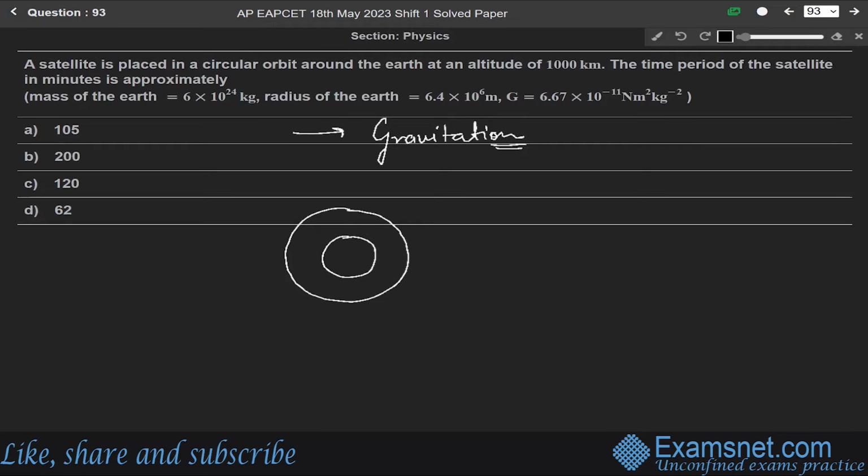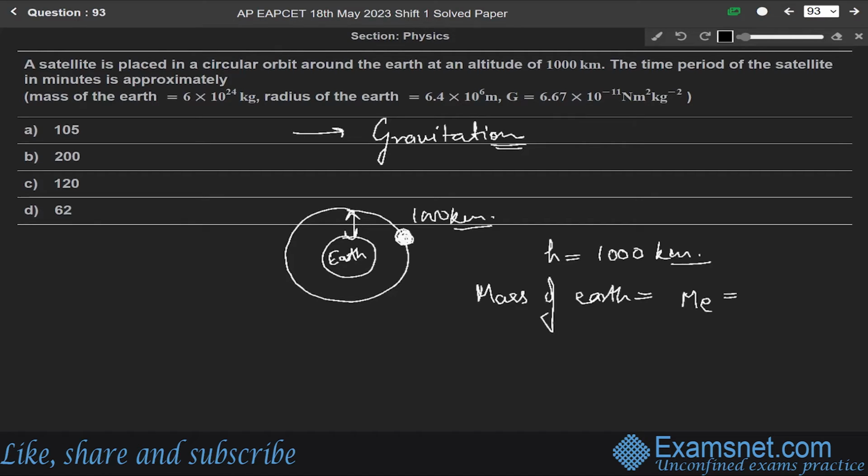Given in the question, the satellite is placed in a circular orbit around the Earth. Let us say this is Earth and the satellite is in this circular orbit at an altitude. Height is given as 1000 km. So H is 1000 km. Mass of Earth is ME equals 6 into 10 to the power 24 kg, and radius of Earth is given as 6.4 into 10 to the power 6 meter. So time period is what?